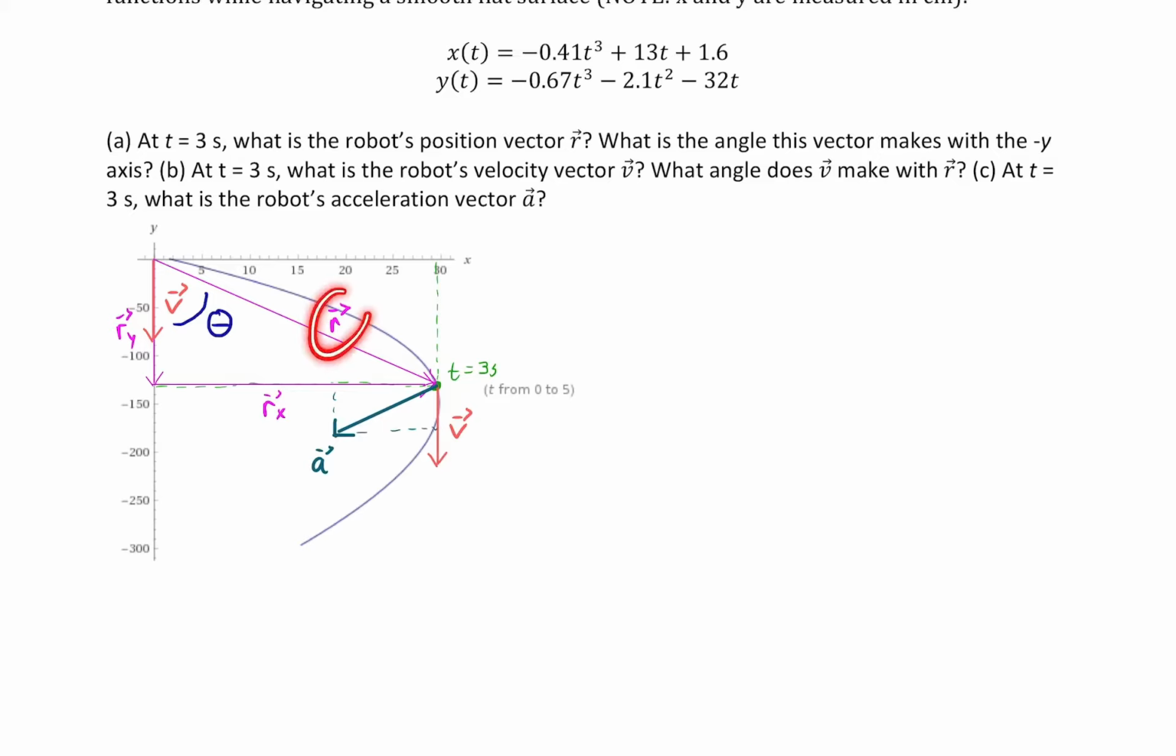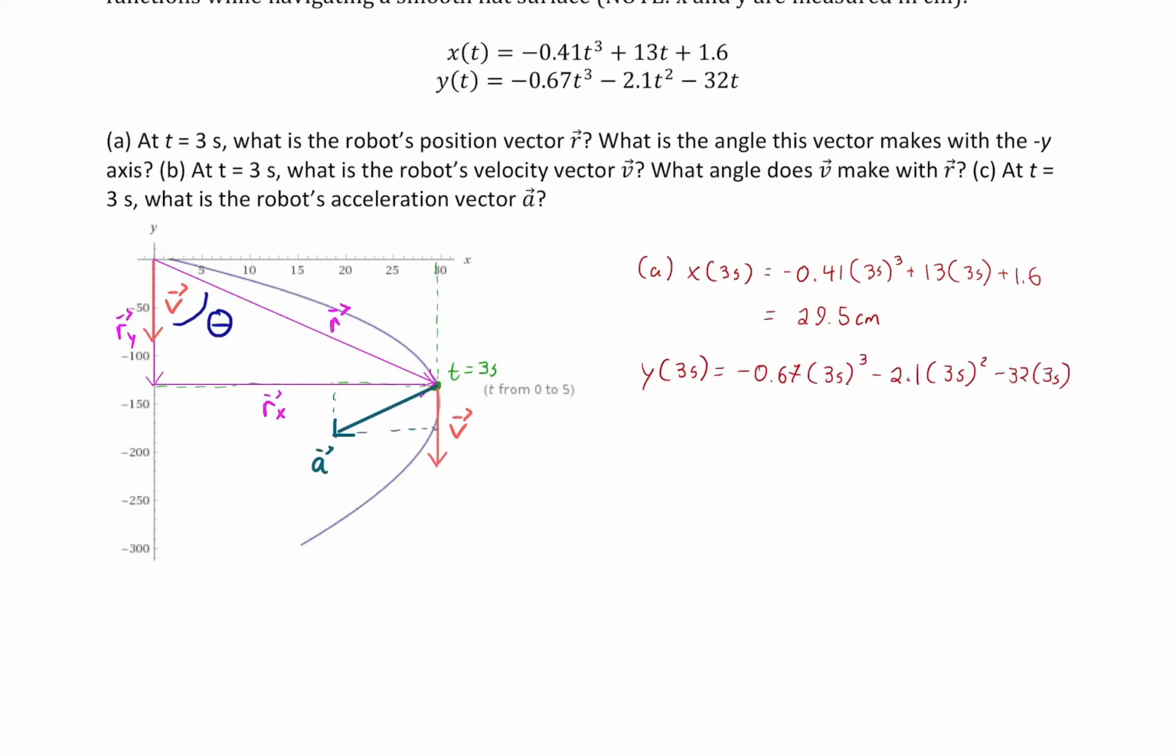All right, but let's find r, and we specifically want to find r after 3 seconds. That should be easy, right? I should just be able to plug in 3 into my expression. So I simply plug in 3 seconds for the position function in x, and I get 29.5 centimeters. That's where the green dot is right there. That looks consistent with the picture. Then I do the same thing for the position function y, and I get negative 132. Looks good. So that's my location at t equals 3 seconds.